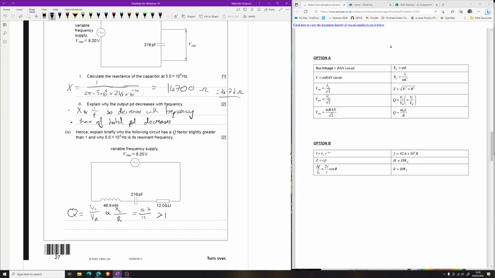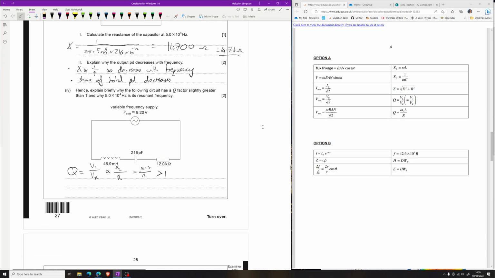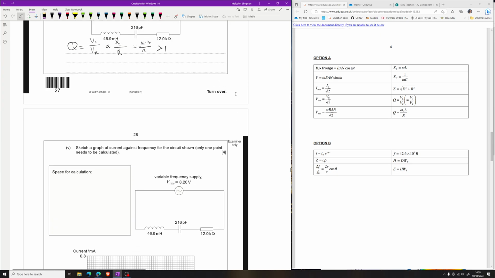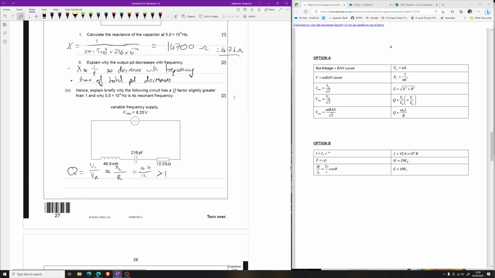I don't think we have to. It says explain briefly. I haven't actually used any words, but I think that's probably okay. The Q factor is greater than 1. We've shown that that's true. Explain why that is the resonant frequency. So at the resonant frequency, bear in mind these two are completely out of phase with each other. So the PD across this is the negative of the PD across this, and therefore we have maximum current in our circuit. So we just need to say something along those lines.